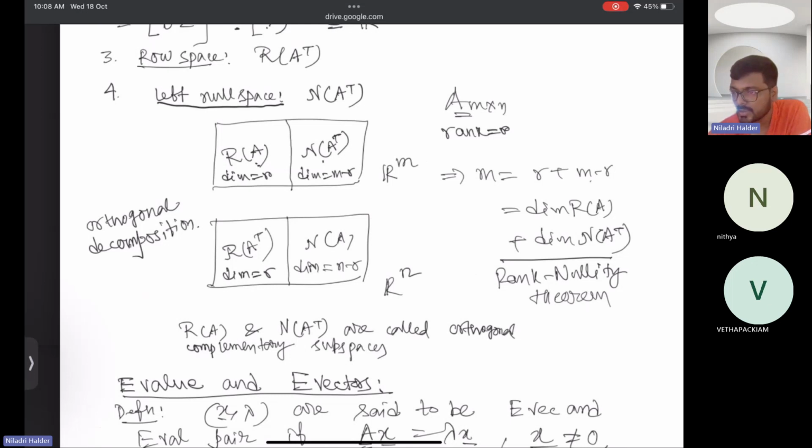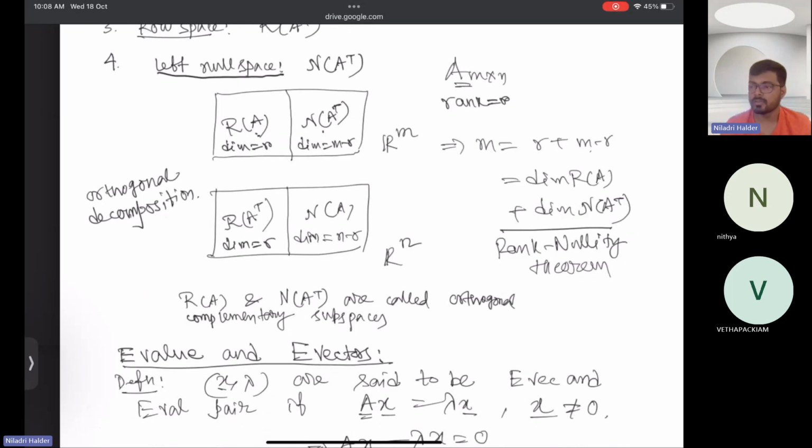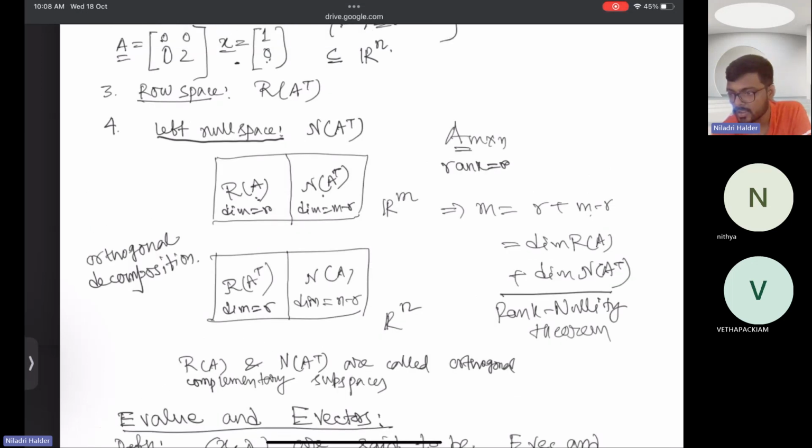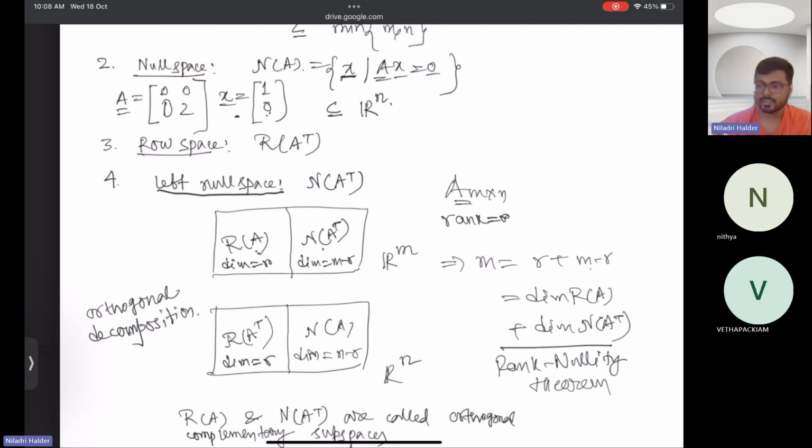So this is the rank nullity theorem. For a matrix of dimension m cross n, consider the m dimensional space, that is R power m. In the m dimensional space, there is a subspace called the range space, and there is also another subspace called the left null space, that is the null space of A transpose. Both are in the vector space R power m, the m dimensional vector space.